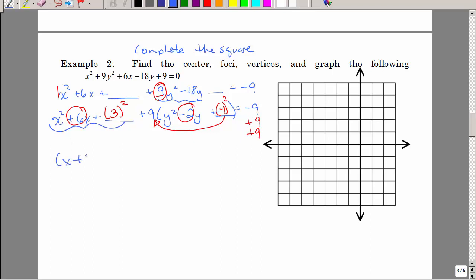Now I can rewrite that as x plus 3 squared plus 9 times y minus 1 squared. If I add all that together, I get 9. Almost in standard form, that has to be a 1. So let's divide everything by 9.